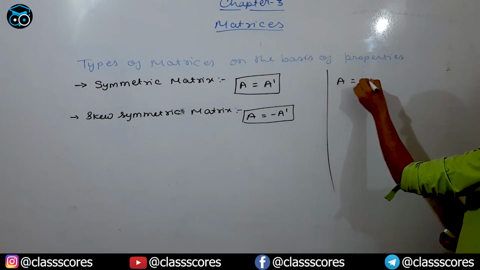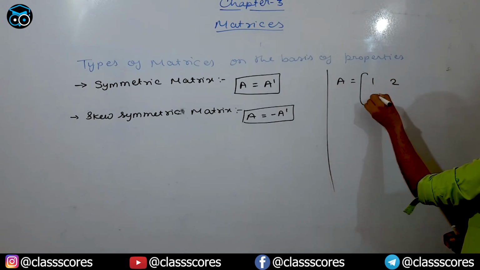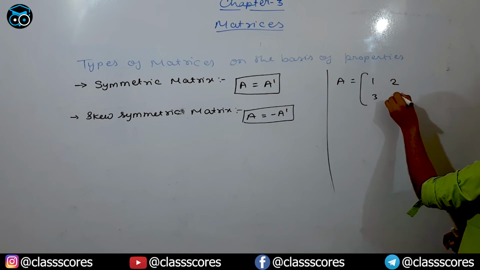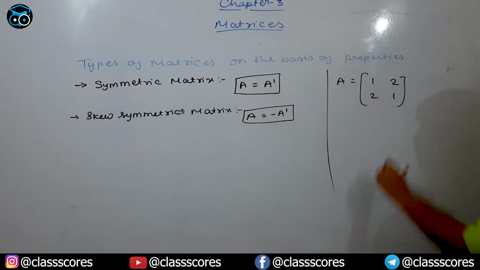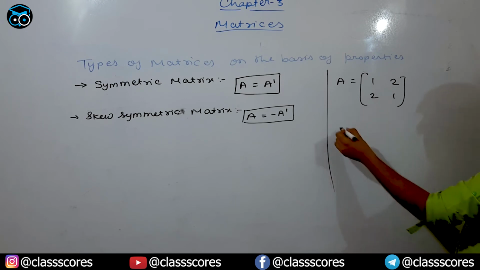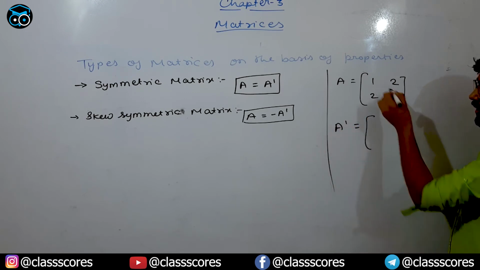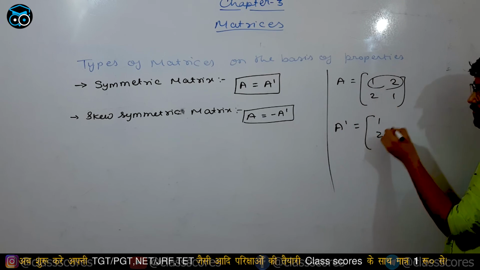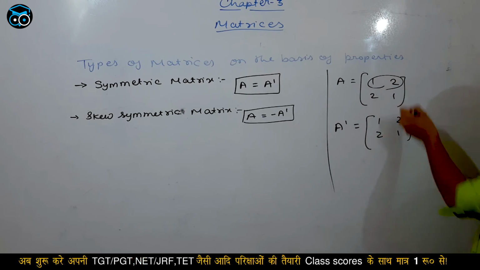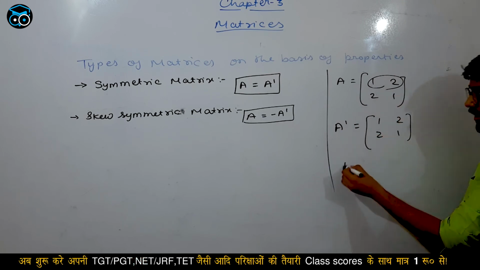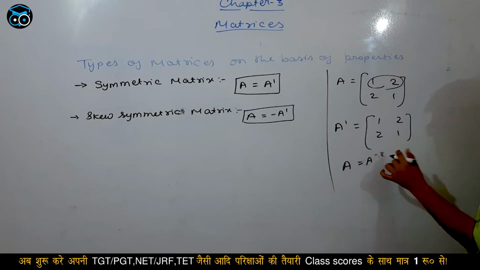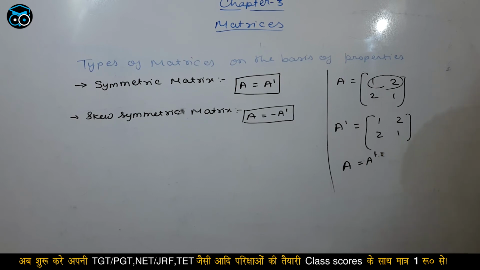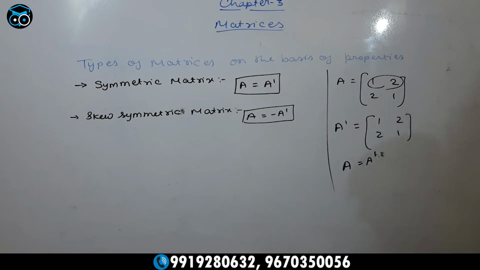Suppose A is given as 1, 2, 3, 1, 2. If we need to transpose this, then this row will become a column. These both are the same, so we can say A is equal to A transpose. Clear? Now moving towards the next type, that is the idempotent matrix.